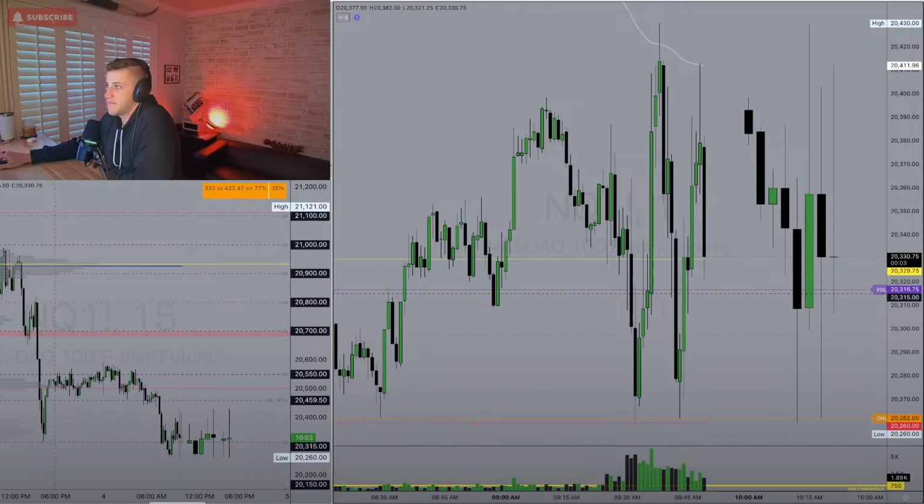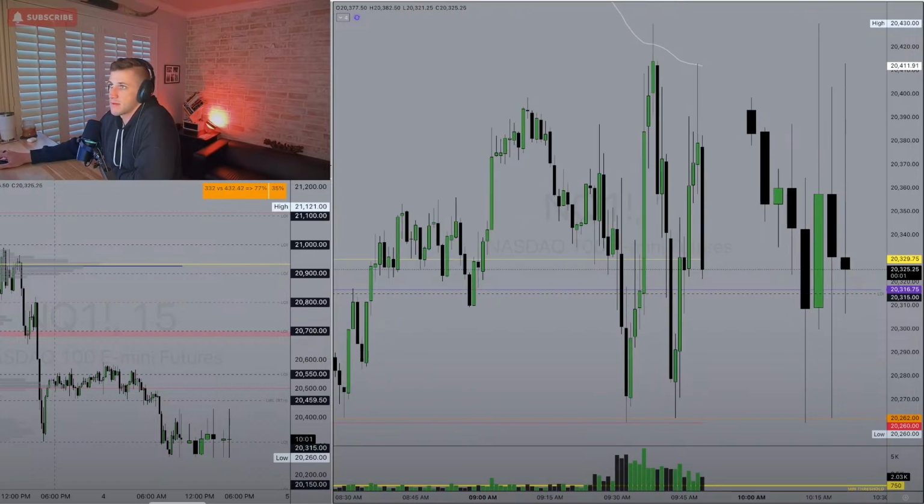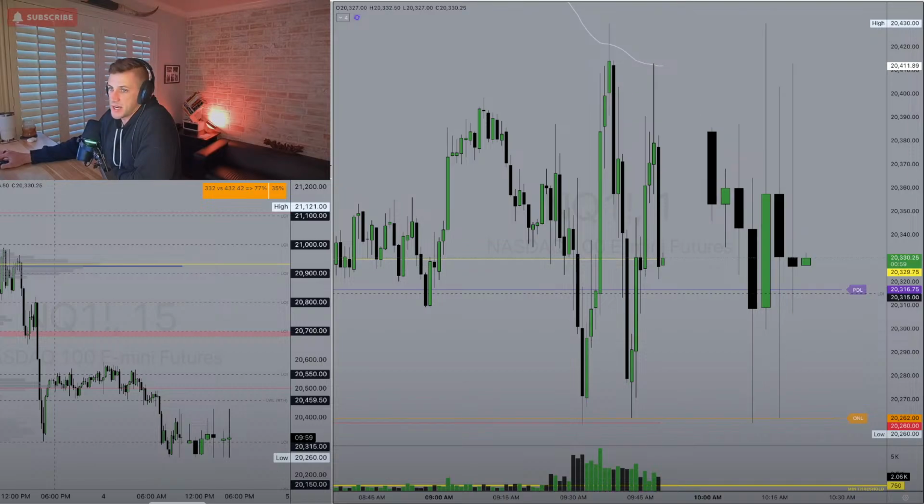Right there, back into 315. Another perfect reject at VWAP. Look at this high right here. Now, how you enter that is a different story, but price is still respecting.